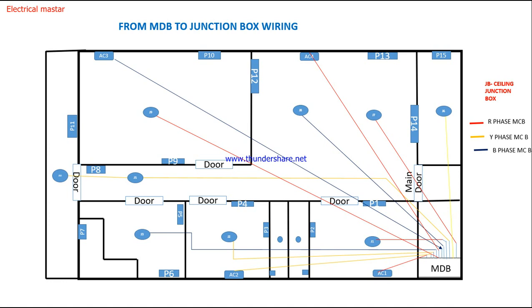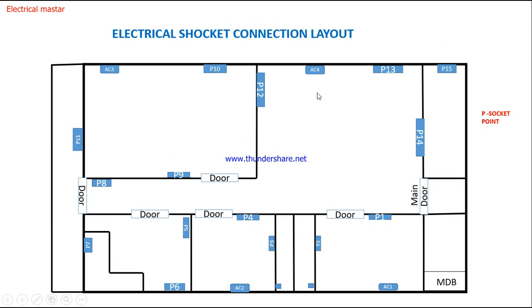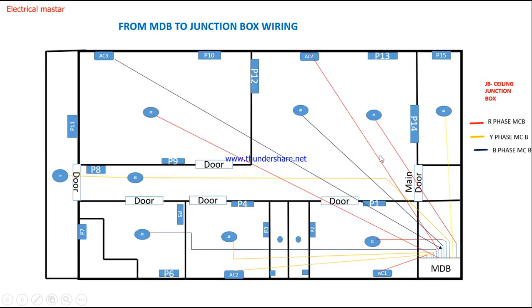So once we install the power socket, now we have to make the junction box. Junction box means JB. From the junction box only we are taking the power to the individual sockets, individual lamps, individual loads. So wherever I mentioned a J, that is the junction box.